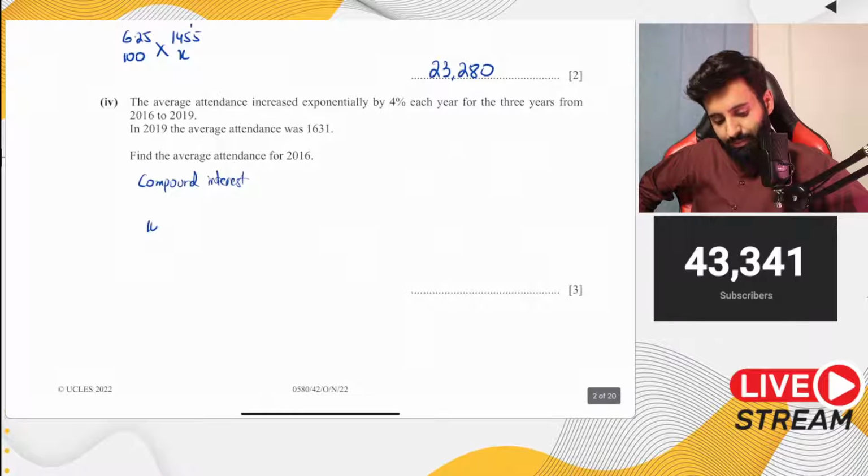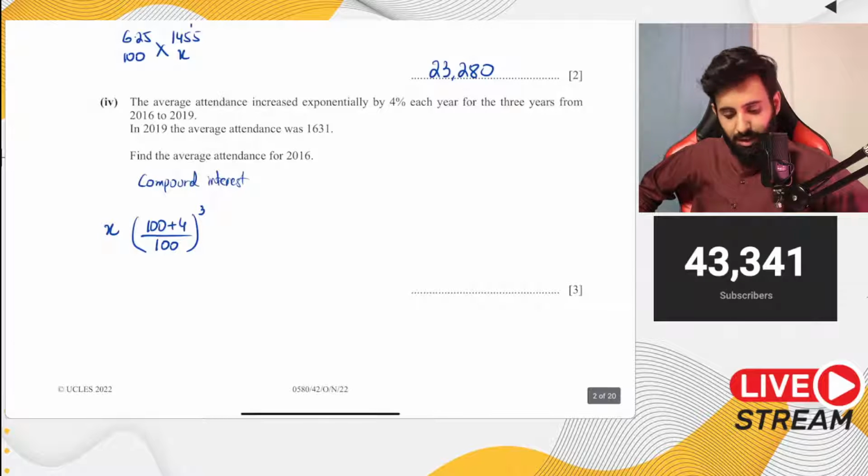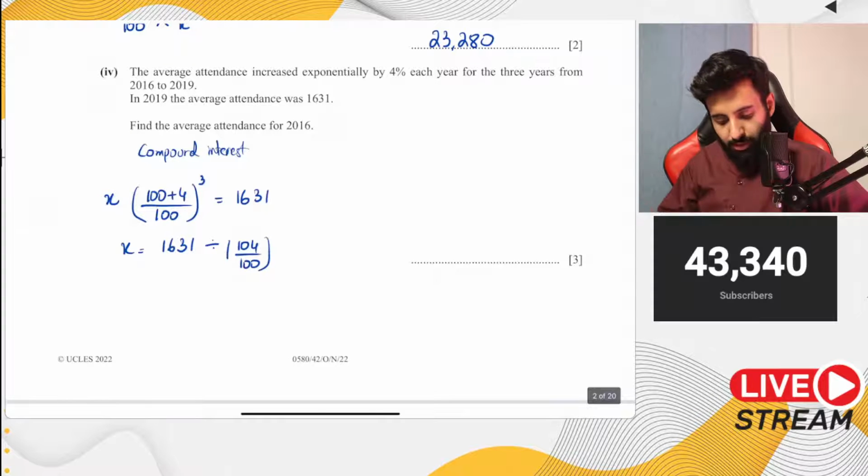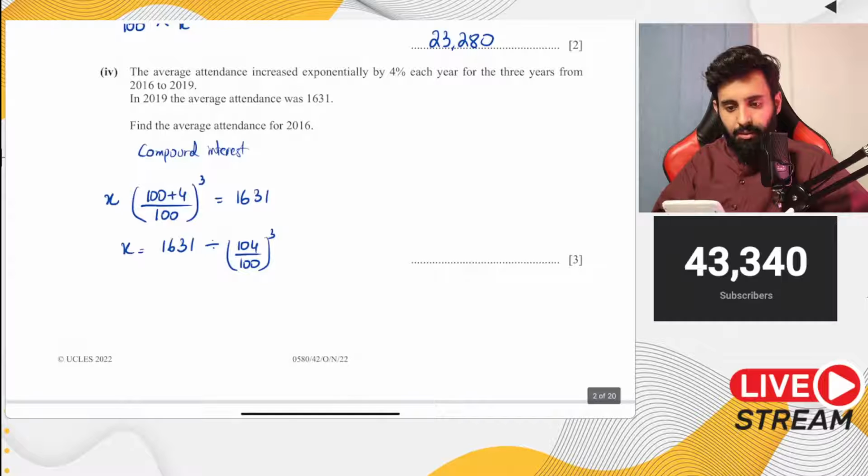So basically every year, the attendance is increasing by 4%, which means 100 plus 4 upon 100, and this is happening for 3 years straight. So initially the value was x in 2016, and in 2019, the value has gone to 1631, the average attendance. Now, in order to work out the value of x, here's what we're going to do: 1631 divided by 104 upon 100, the whole thing, power cubed. So you work this out: 104 divided by 100, you cube the whole thing. Then I'm going to divide 1631 by that answer.